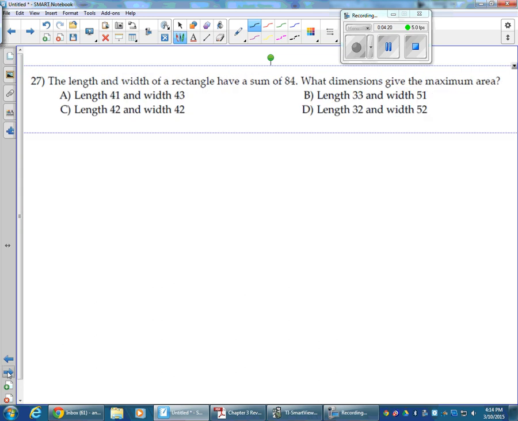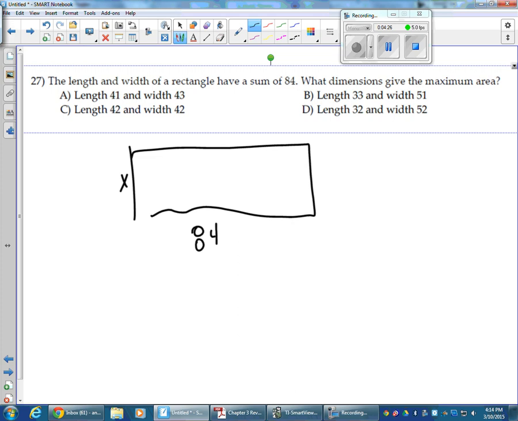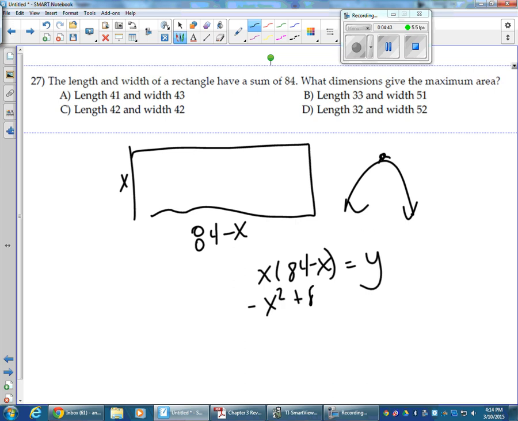27, the length and width of a rectangle have a sum of 84. So one of these sides is going to be x and the other is going to be 84 minus x. Length and width add up to 84. What dimensions give the maximum area? So length times width, and I want to graph this and find the maximum point here. So looking for, again, the vertex, negative x squared plus 84x equals y.